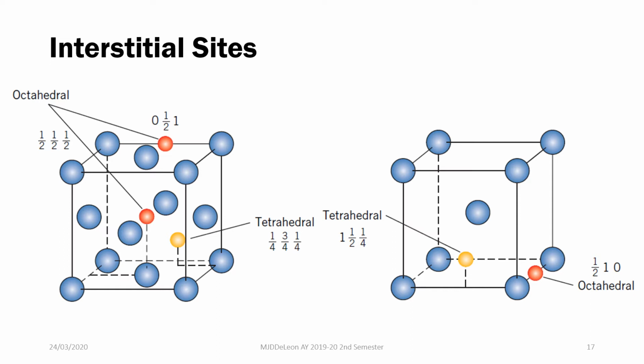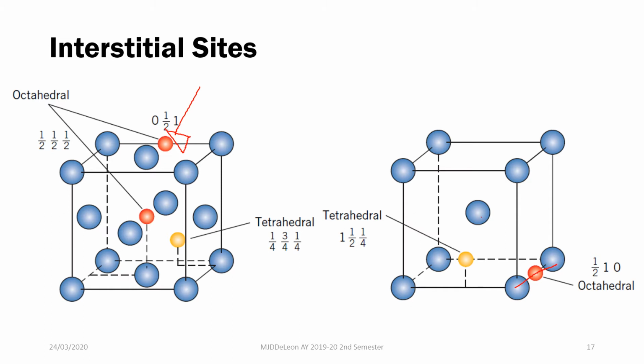So for the FCC structure, the octahedral site is along the edge, in the midpoint of the edge of the cube, or in the center of the cube, while the tetrahedral site is at the 1/4, 1/4, 1/4 position for FCC. For BCC, your octahedral position is placed at the edge of the cube.